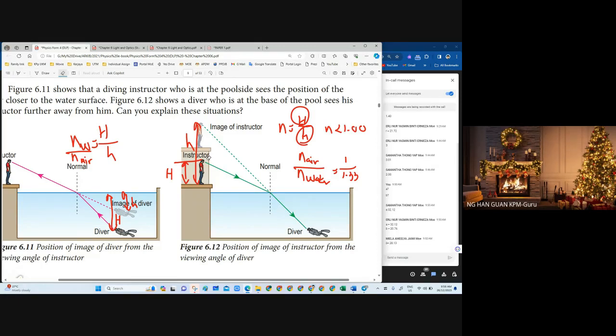Just be alert, because we never have the refractive index of any medium being less than 1. So in this case, our answer actually is not the n here. Our answer actually is 1 over the refractive index of water. Okay, so just take note about this one.